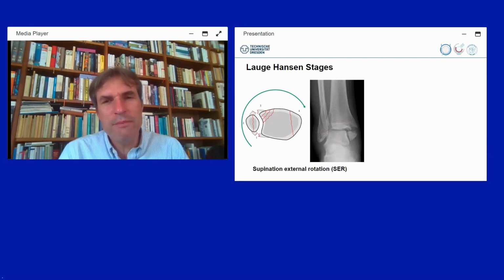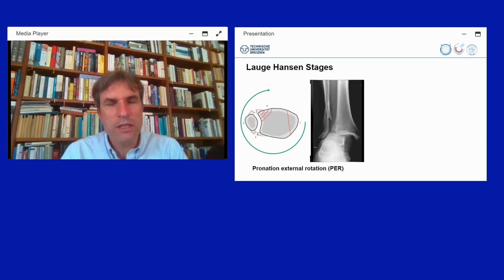So going further in time, the Lauge-Hansen stages: there's a reason why the external rotation injuries have 4 stages. The first stage of every supination external rotation injury, according to Lauge-Hansen, would be either a rupture of the anterior tibiofibular ligament or a bony avulsion or fracture of the Chaput fragment. And when we go to pronation external rotation injuries, this is the second stage and happens after the medial malleolus fractures or after the medial ligaments, the deltoid ligament, rupture.